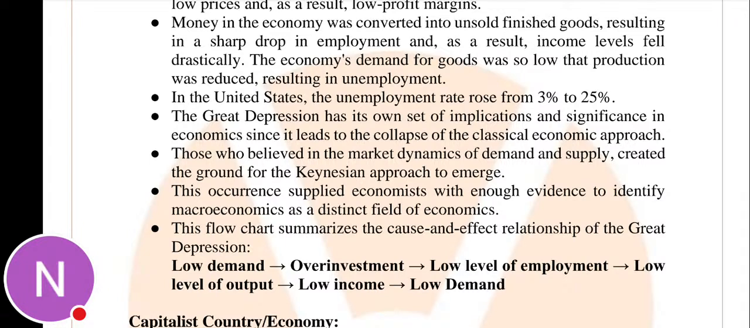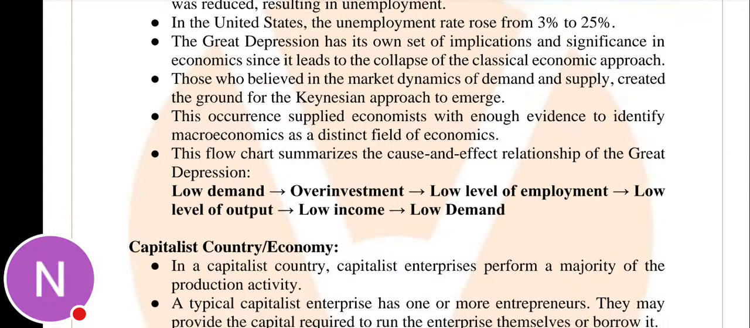As a result, income levels fell drastically, and the demand for goods was so low that production was reduced. That resulted in unemployment in the United States, which increased from 3% to 25%. The Great Depression has its own set of implications and significance in the economy. So let us see the flow chart that summarizes the cause and effect relations of the Great Depression: low demand first, then overinvestment, then low level of employment, low level of output, low income, and low demand. These are the effects.